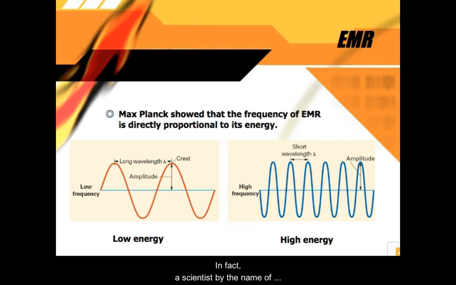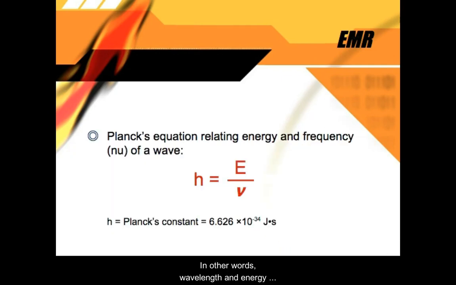In fact, a scientist by the name of Max Planck demonstrated that, when measured in the appropriate units, a wave's energy and frequency are directly proportional. In other words, frequency and energy increase or decrease at exactly the same rate. As a result, their quotient is constant. That value is known as Planck's constant.